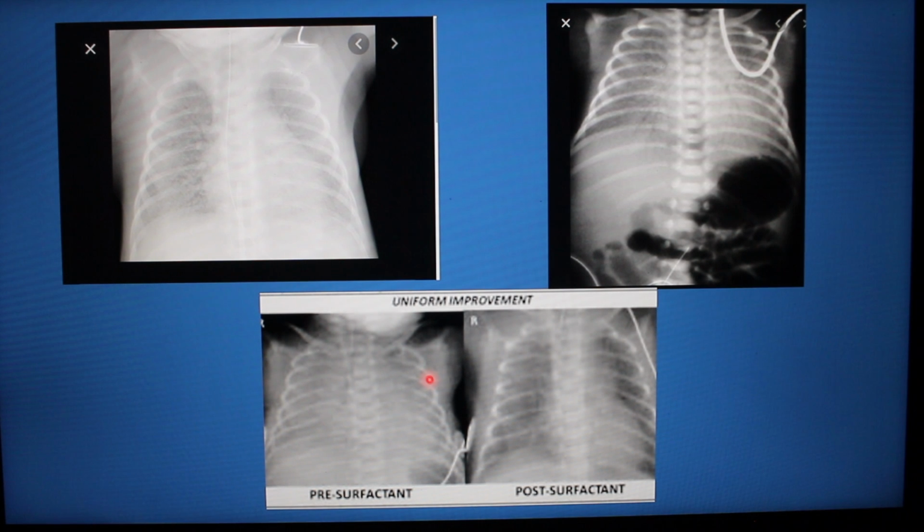So now they give surfactant, and a little while later get another X-ray, and you can see that the baby is already starting to improve. Here the inflation was 1, 2, 3, 4, 5, 6, 7, 7.5, maybe 8. And here the inflation is much better. Here we are 1, 2, 3, 4, 5, 6, 7, 8, 8.5.